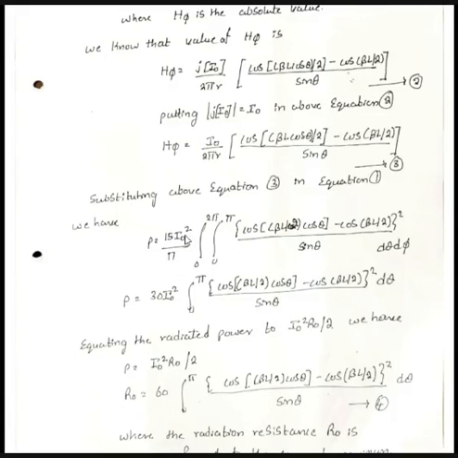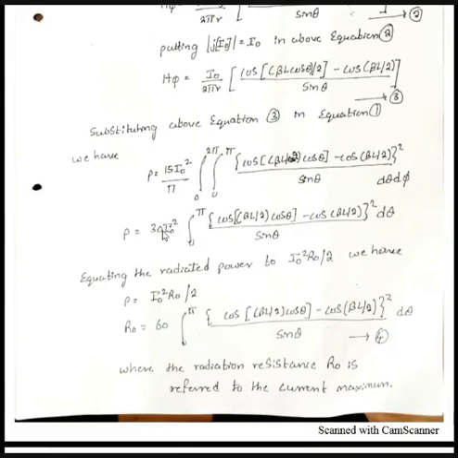The π cancels here. 15 into 2 gives 30 I naught squared. Now again the same thing here. What we can do, after getting the total power from the short electric field, is equate it to I squared r, where I is the RMS value and r naught is the radiation resistance.